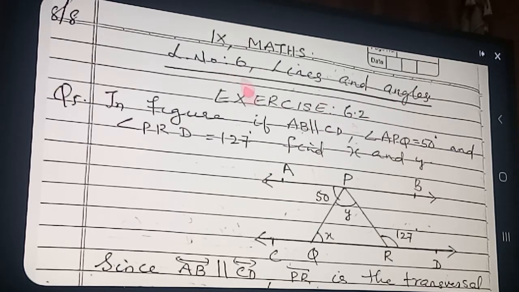Today we will start with exercise 6.2 question number 5. Okay, all of you take your textbook and see the diagram. In the figure, if AB is parallel to CD, angle APQ is equal to 50 degrees and angle PRD is equal to 127, find the value of X and Y.